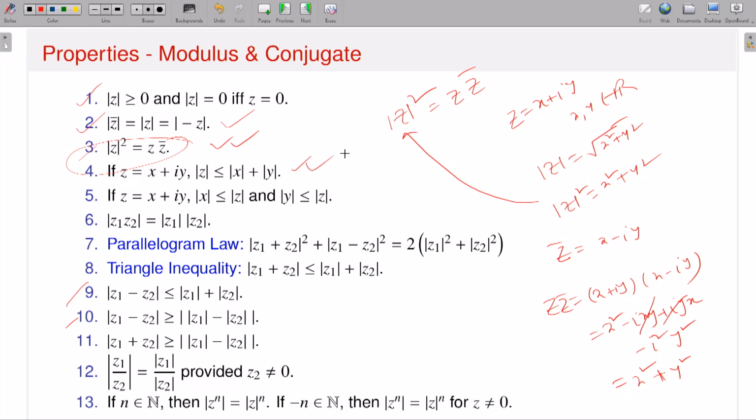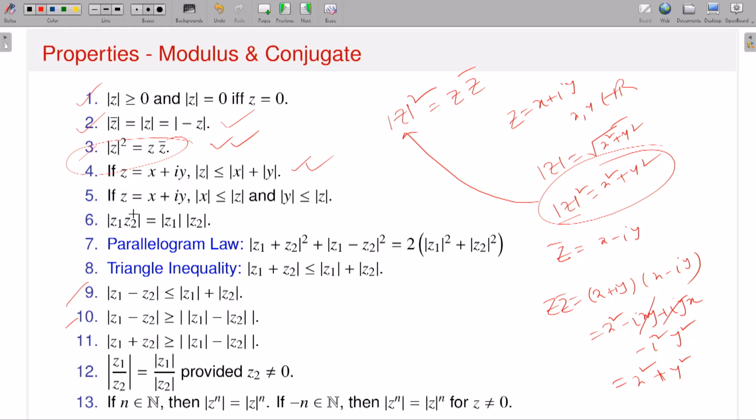Number 4 is that the absolute value of z is dominated by mod x plus mod y, okay. It follows from the definition. You just look at the definitions, because mod z square, you just do some manipulations. I am not going to prove it, you just complete it, okay.